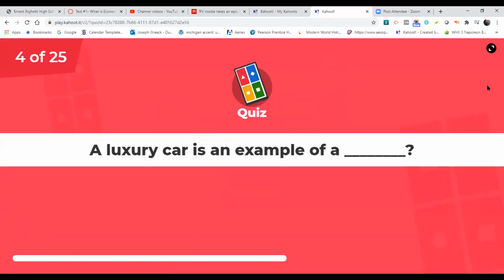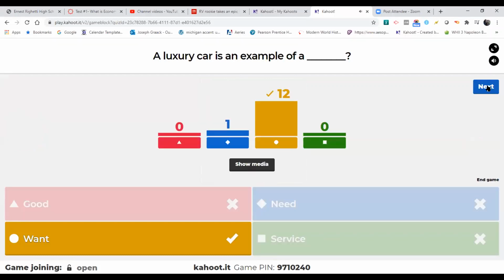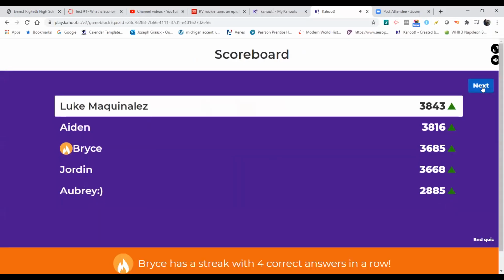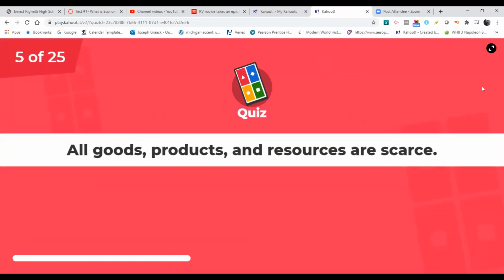All right, a luxury car is an example of what? A luxury car would be a want, right? Would be a want. Oh, look at Luke. Bryce with 4 in a row. All goods, products, and resources are scarce. True or false?